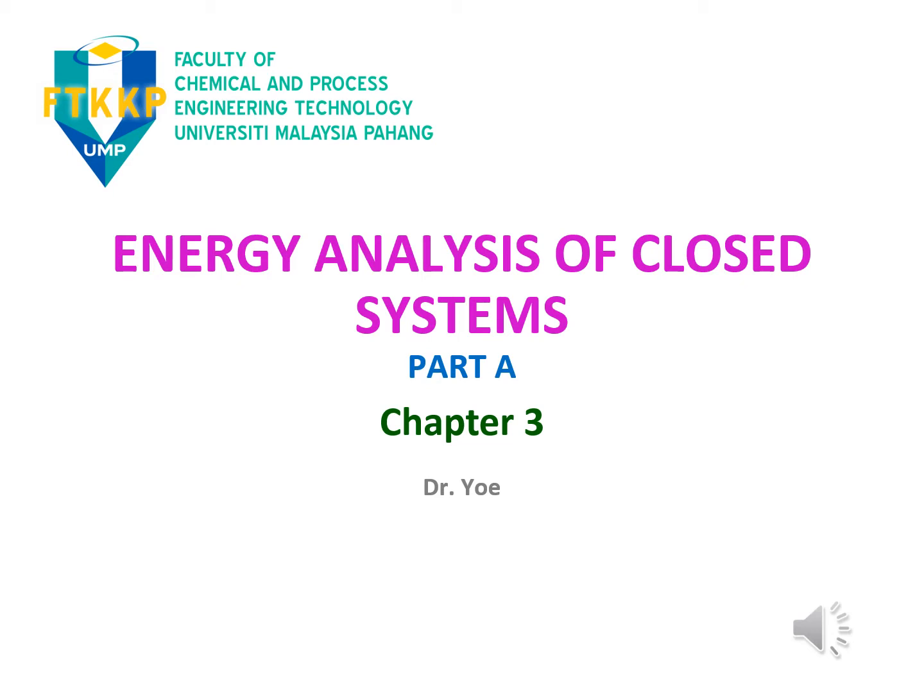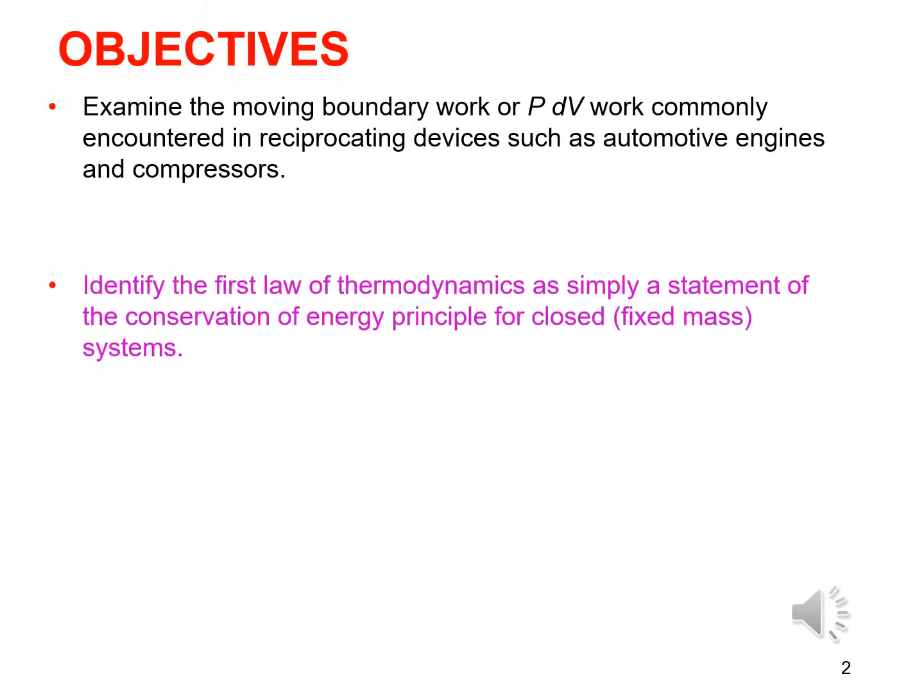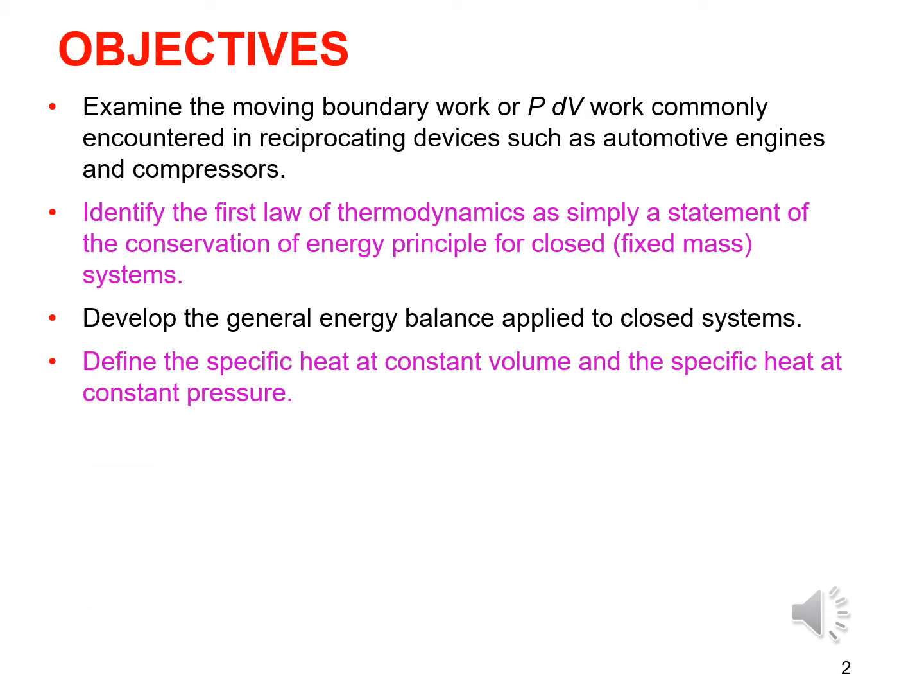Today we will learn chapter 3, that is energy analysis of closed systems. We go to the overview and objectives. In chapter 1, we considered various forms of energy and energy transfer, and we developed a general relation for the conservation of energy principle or energy balance. Then in chapter 2, we learned how to determine the thermodynamic properties of substances. In this chapter, we apply the energy balance relation to systems that do not involve any mass flow across their boundaries, which is closed systems.